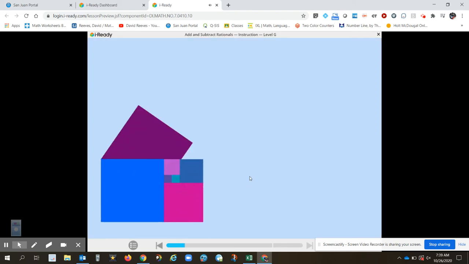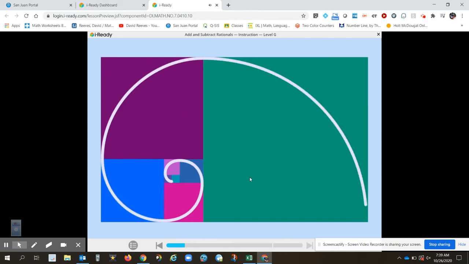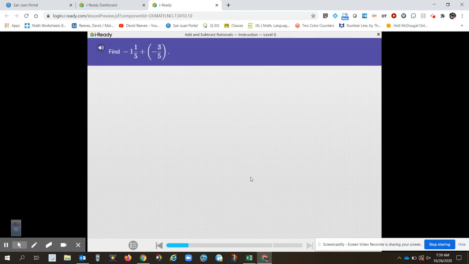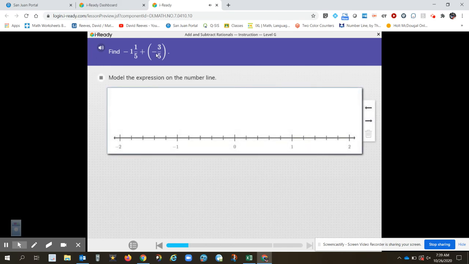Okay. Ooh, exciting new things going on. We're moving on to the next level. Here we go. All right. Now we've got a mixed number, negative 1 1/5 plus negative 3/5.